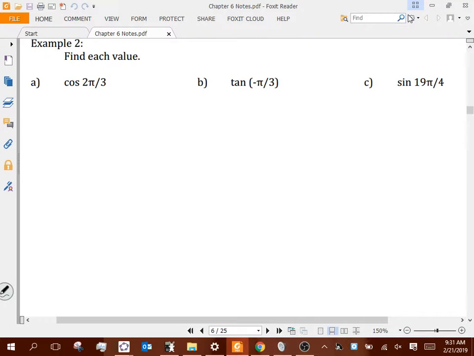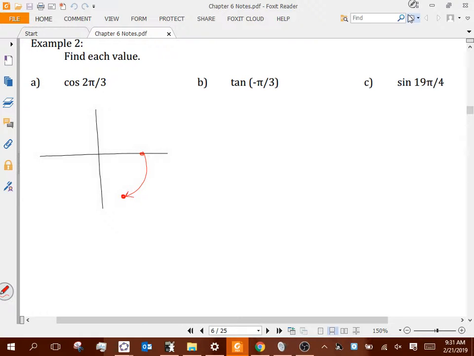Tangent of negative pi over 3. So we'll do that one. When the angle is negative, there are several approaches you can use here. Let's just approach it directly with the negative pi over 3. Negative pi over 3 just tells me I'm going that direction, and I would get to that second red point there, because again, pi over 3 is less than pi over 2, correct?